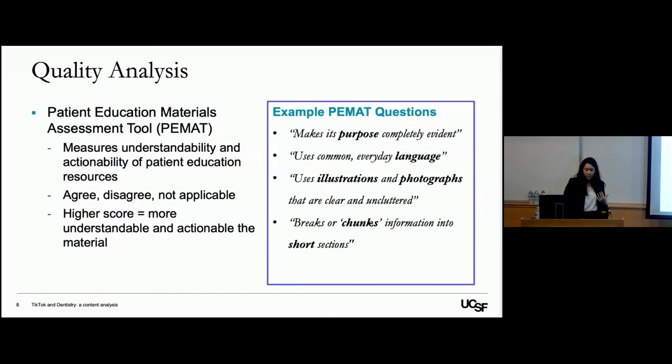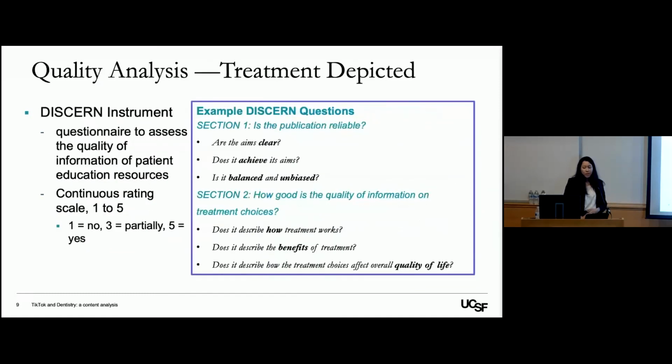If a video depicted treatment, then I moved on to use the DISCERN instrument, which is a questionnaire used to assess the quality and reliability of information on treatment choices. This was a continuous rating scale from 1 to 5, with 1 being no, 3 being partially, and 5 being yes. The first section looks at whether the publication is reliable, and the second section looks at the quality of information presented.